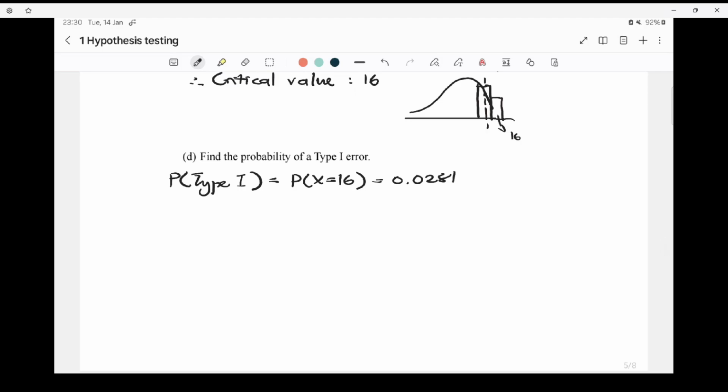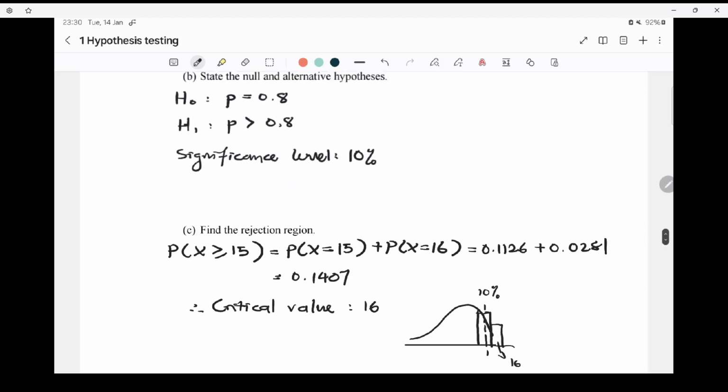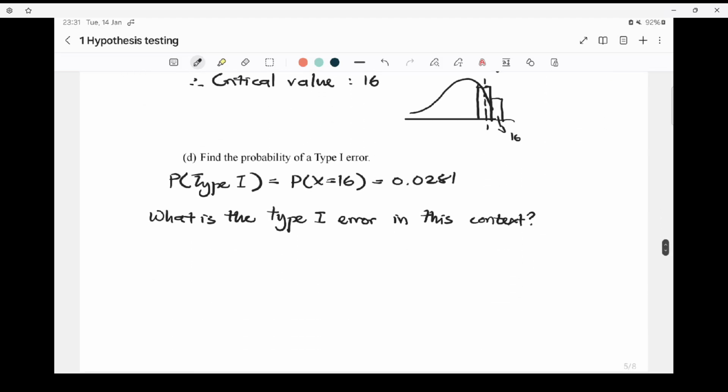So you can try to define what is a type 1 error in this context. The test that you perform is to test whether or not more than 80% of your duck eggs will produce ducklings. Remember that a type 1 error is when your H0 is true, but you rejected it.